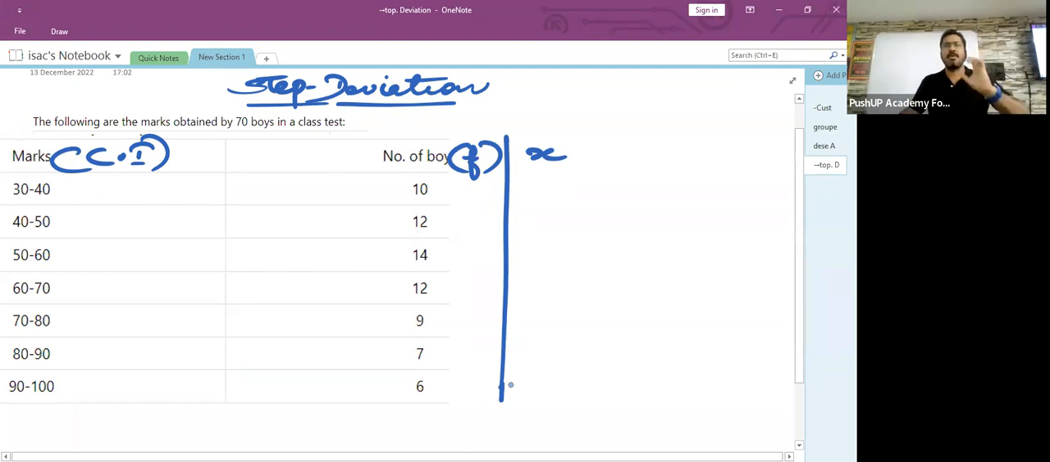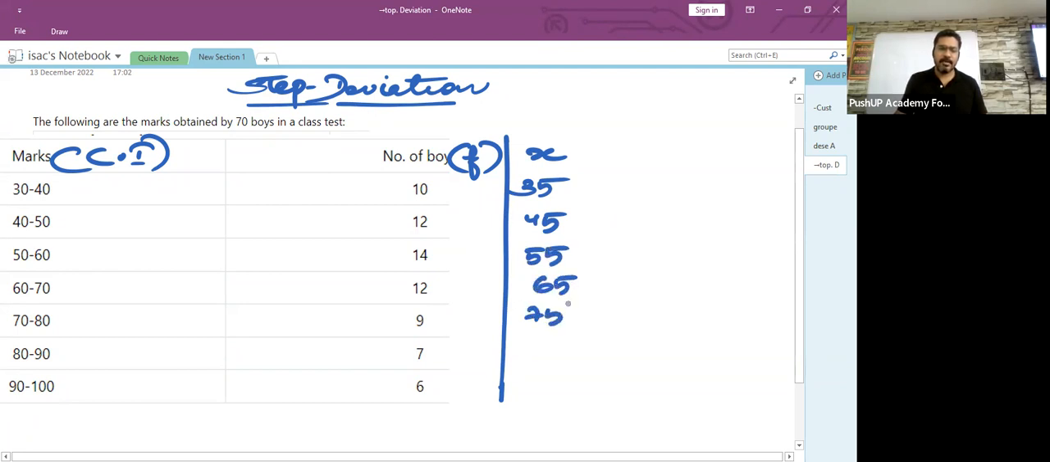So 30 to 40, Anokhi, mid value of 30 to 40. Pay attention here. You're lost somewhere today. See here, next one, 45. And it goes on like that. 55, 65, 75, 85, and then 95. These are the values of variable x, right?